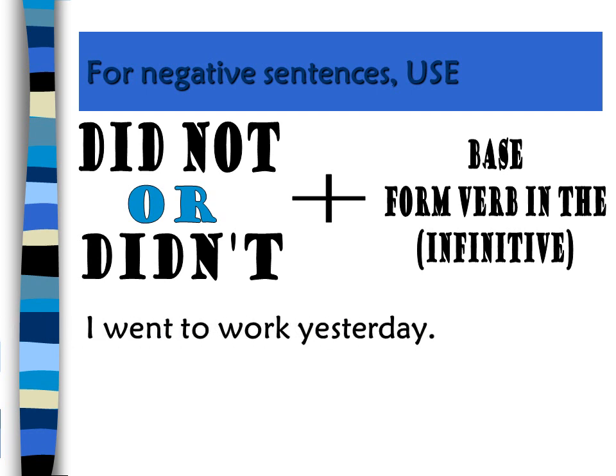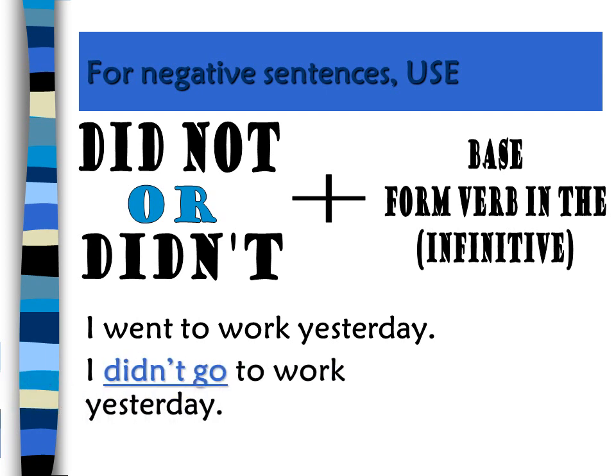Example, I went to work yesterday. So this is the simple past of the verb go, all right? So the affirmative, I went to work. The negative, I didn't go to work yesterday. So here, I use the verb go in the past. This is the affirmative, I went. The past of go is went. But when I use it in the negative form, I use did not plus infinitive. I didn't go, not I didn't went.